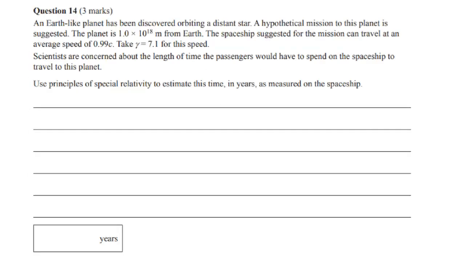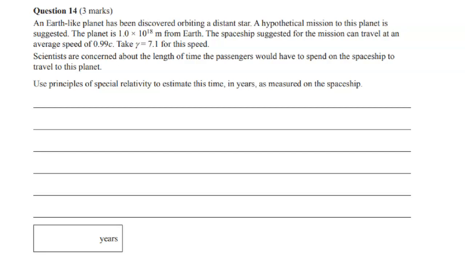Okay, we're told we've got an Earth-like planet. There's a hypothetical mission to this planet. The planet is 1.0 by 10 to the 8 meters away from Earth. That's a very big distance. A spaceship is suggested for the mission and it can travel at an average speed of 0.99 c. Don't currently have any technology that does that, but wonderful for these people. Very kindly, they've told us the gamma value, the Lorentz factor value, is 7.1. So that's one thing that's not on your to-do list with this question.